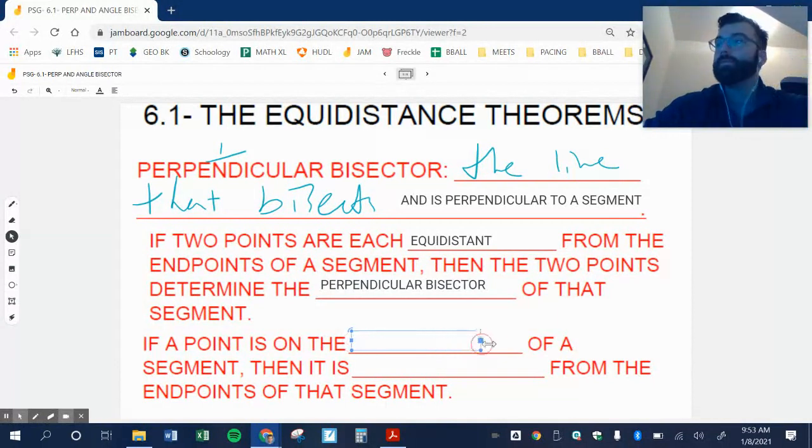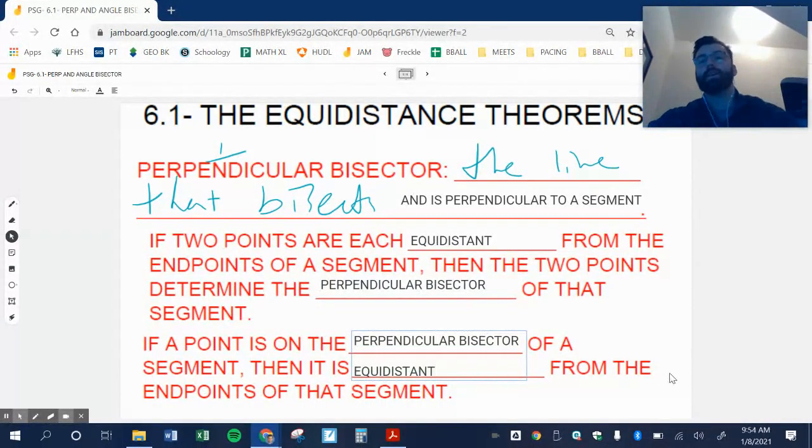And if a point is on the perpendicular bisector, again, you can also remember to use that upside down T symbol instead of writing out the word. Save you some time. Use that notation. Then, if a segment is on the perpendicular bisector, then it is perpendicular to that segment. So what does this all mean? It's a lot of words, a lot of complicated words. Let's put it into practice.